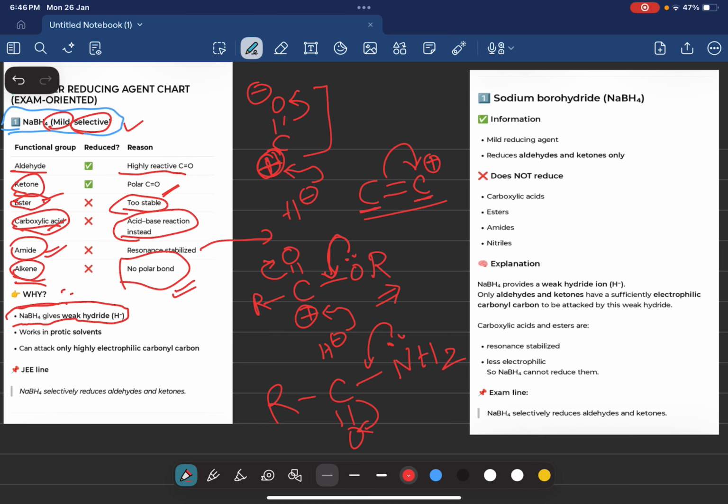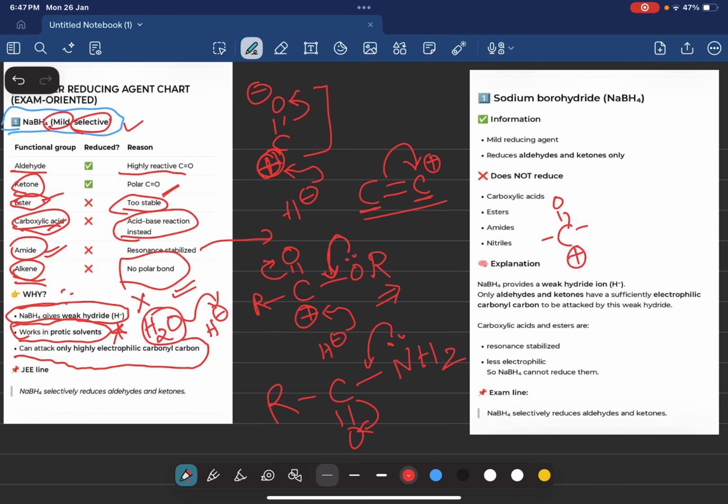NaBH4 gives a weak hydride ion and works in polar protic solvent. Very important point: wherever we use NaBH4, we also use H2O, because H2O helps to produce H minus ion from NaBH4. If you take LiAlH4, we should not use H2O. In the NaBH4 case we use H2O because it helps to produce H minus ion a little more effectively. It can attack only highly electrophilic carbon atoms. The formed positive charge should stay for a longer time, then only it will work.